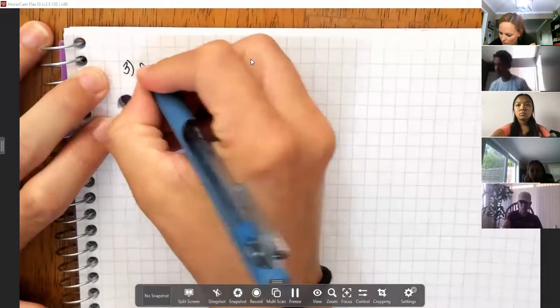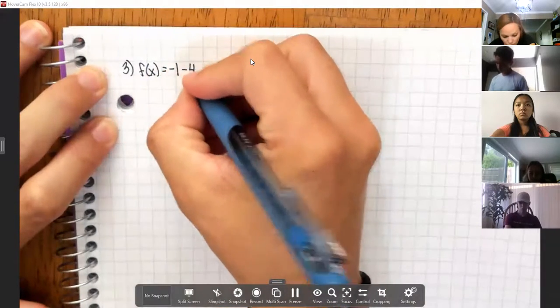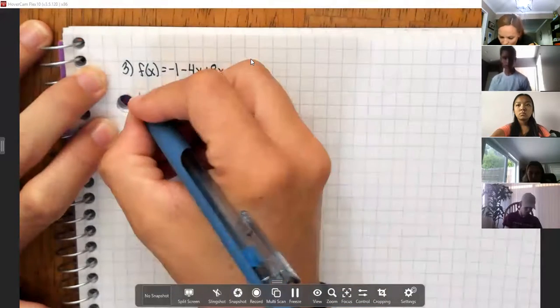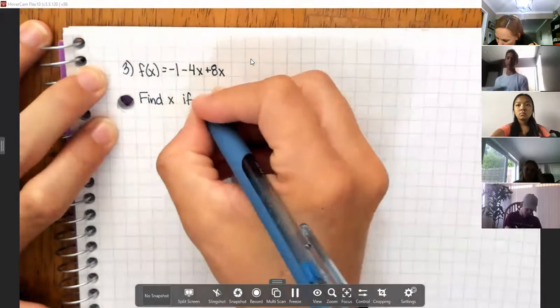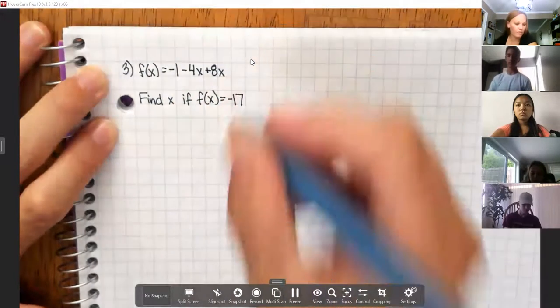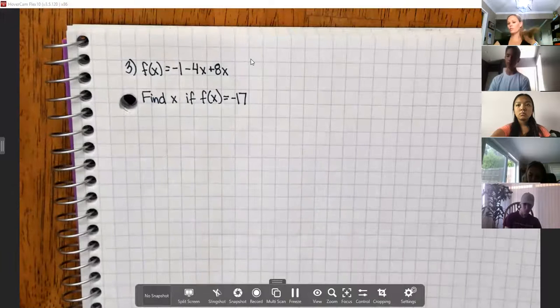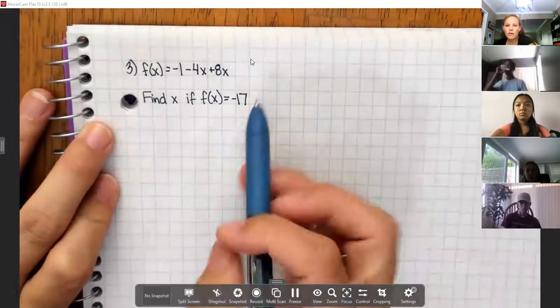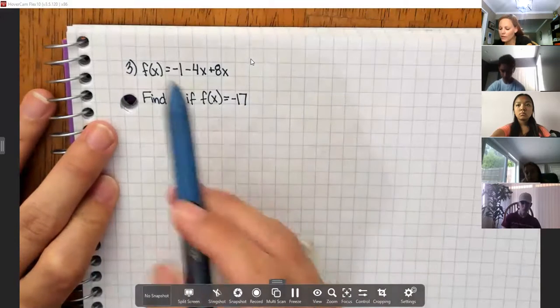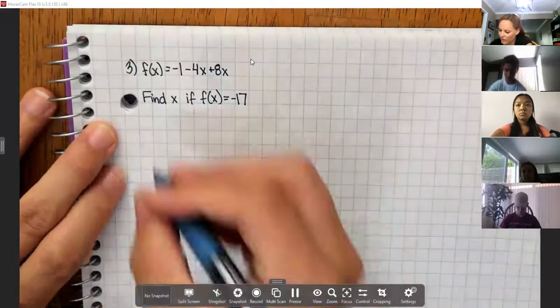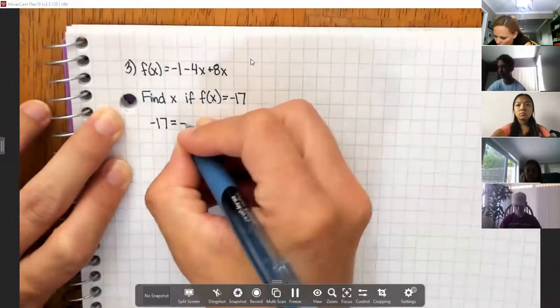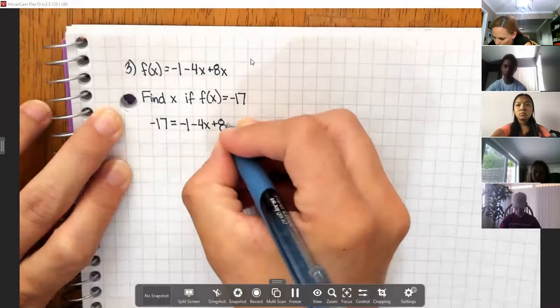So number 3 is f of x equals -1 minus 4x plus 8x. And we need to find x if f of x is equal to -17. So this one's a little bit different because it's f of x equals something. So in this one, we need to set our original expression on the right equal to -17. So -17 is equal to -1 minus 4x plus 8x because we're looking for x in this problem.